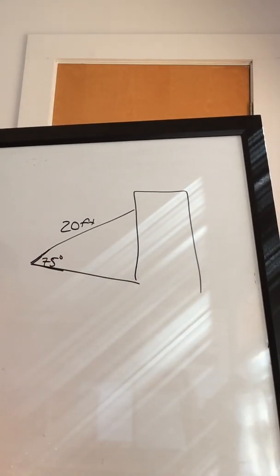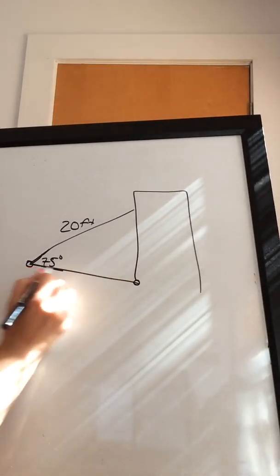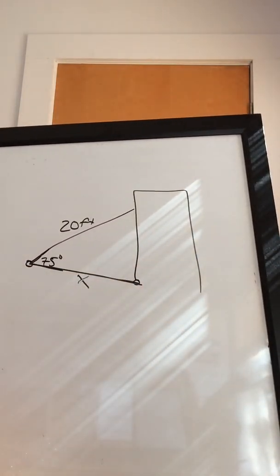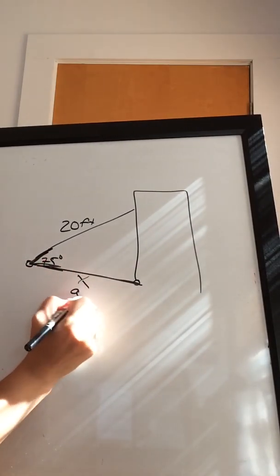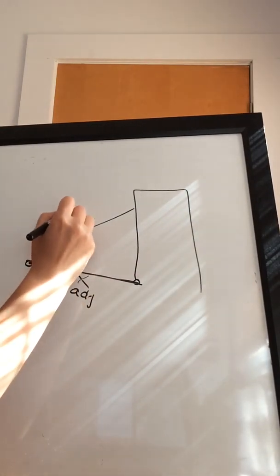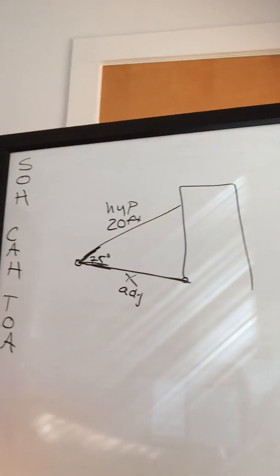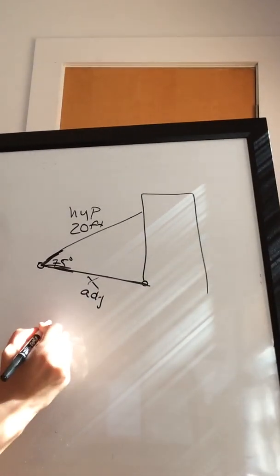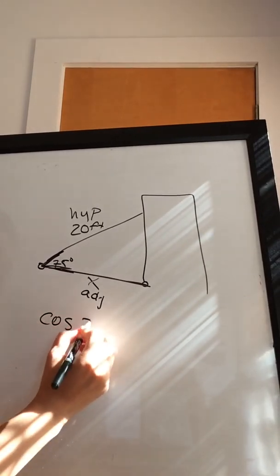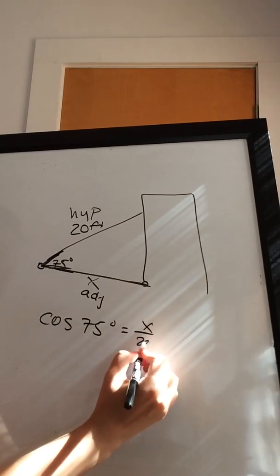How far is the bottom of the ladder from the base of the building? So the bottom of the ladder to the base of the building is what we're looking for. So if this is our angle right here, we have the adjacent side and we have the hypotenuse. So what uses adjacent and hypotenuse? That'd be cosine right here. Cosine is adjacent over hypotenuse. So I'm going to say the cosine of 75 degrees equals the adjacent over the hypotenuse.